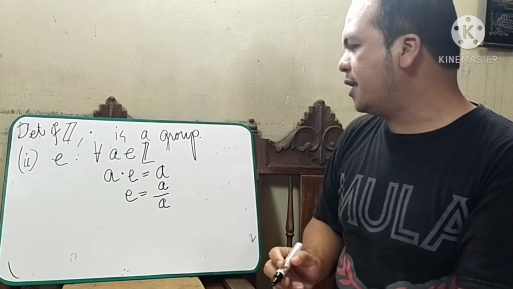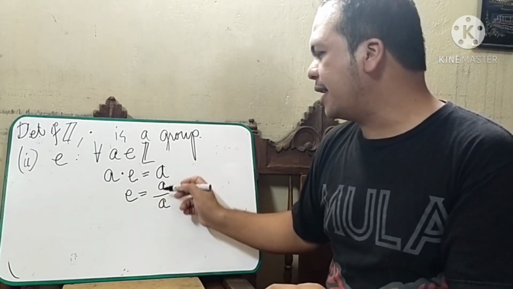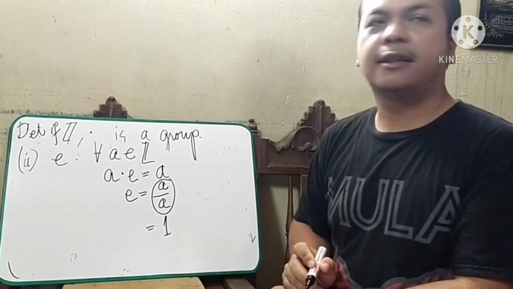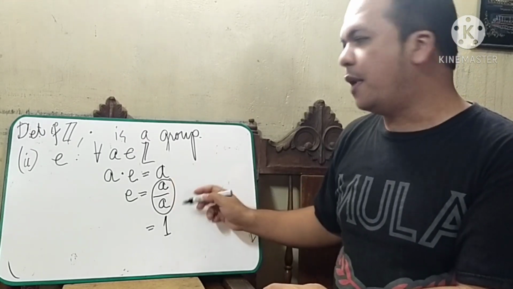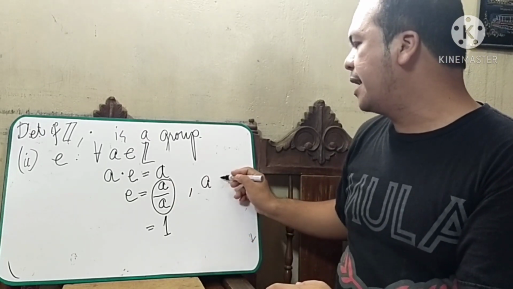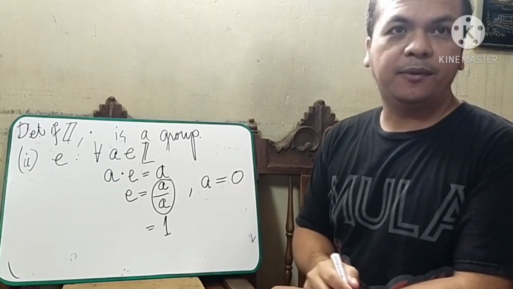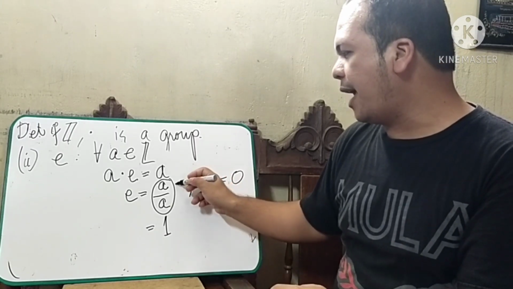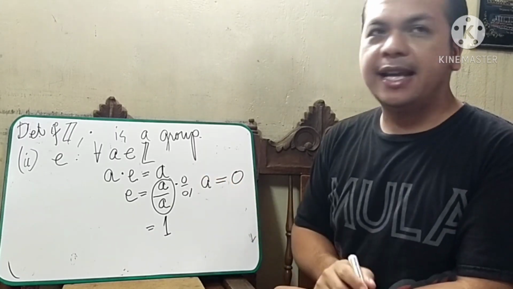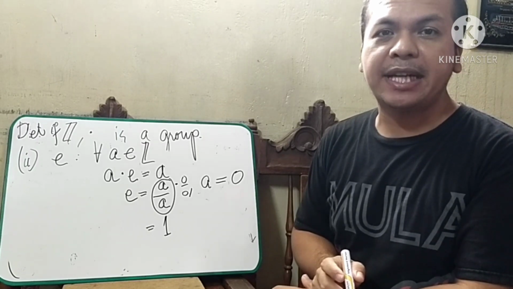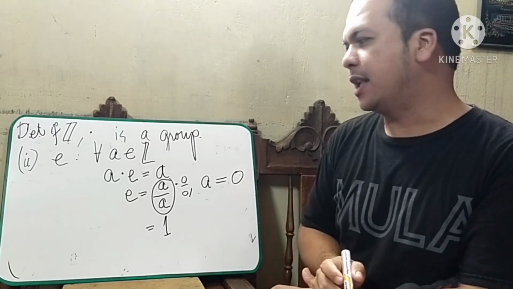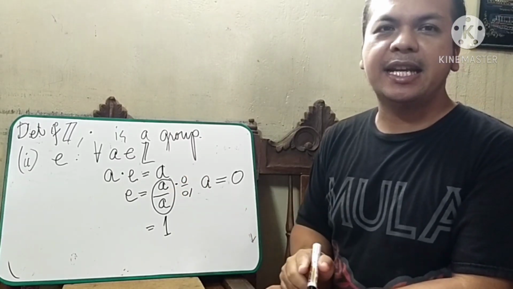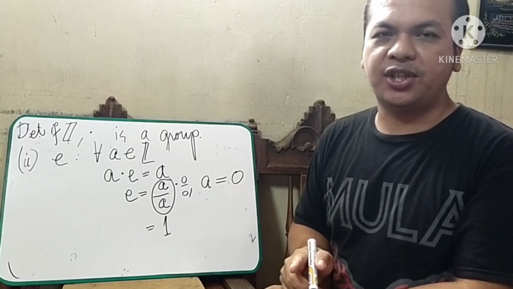Okay? And of course, although this expression here is equal to 1, however, it's not equal to 1 if A natin is equal to 0. Diba? Kasi kapag yung A natin is equal to 0, then we have 0 over 0 here. And 0 over 0 is an indeterminate form. And we don't want that to happen. So, nagiging 1 lang itong A over A kapag yung A natin is a non-zero integer.